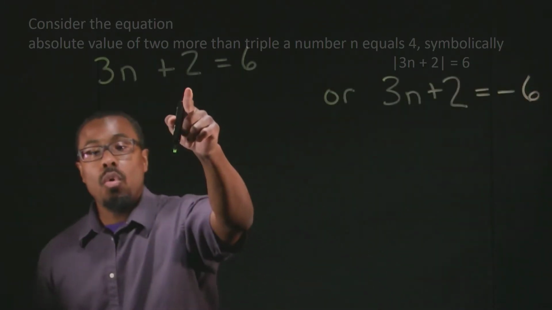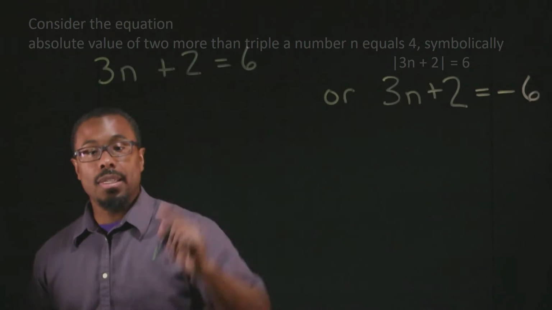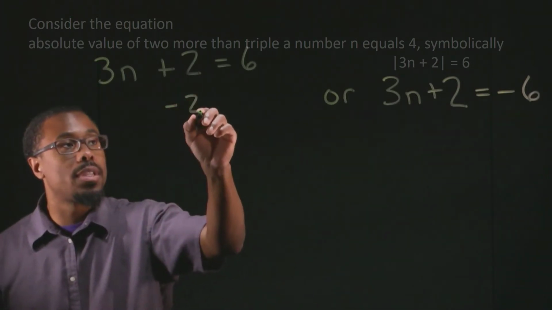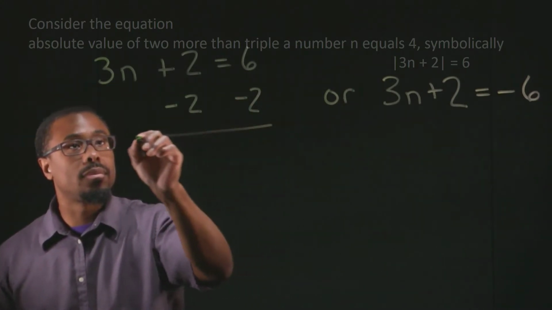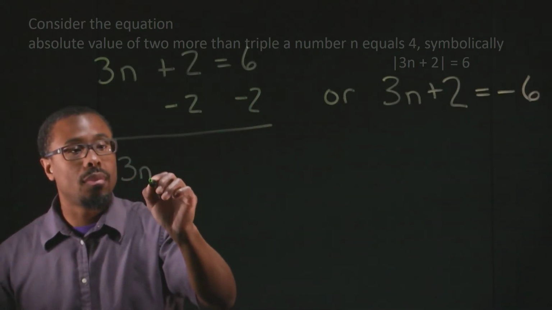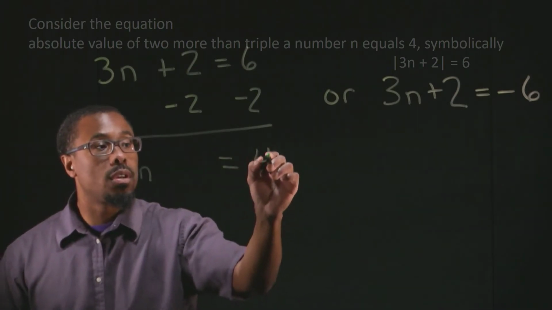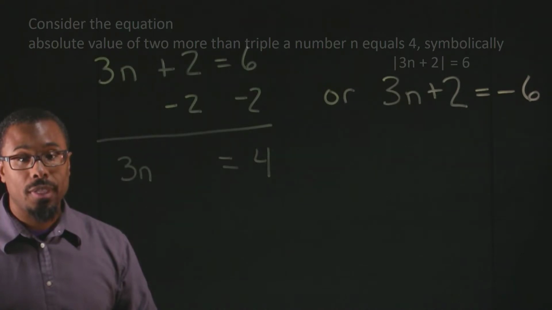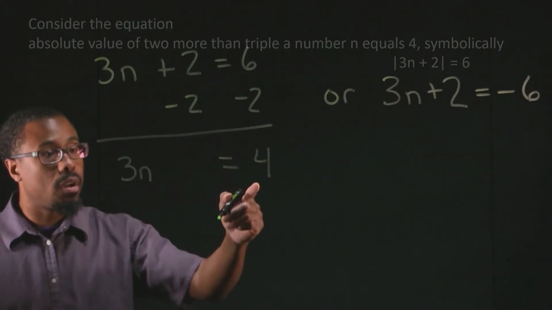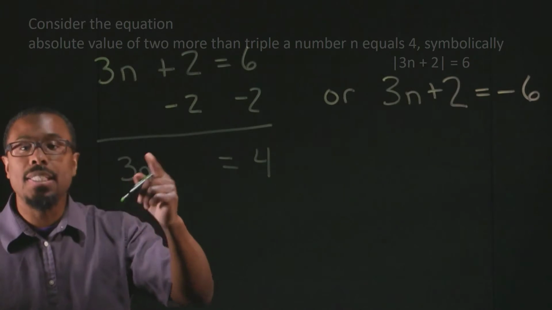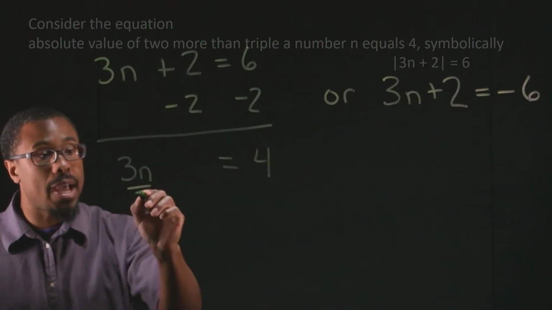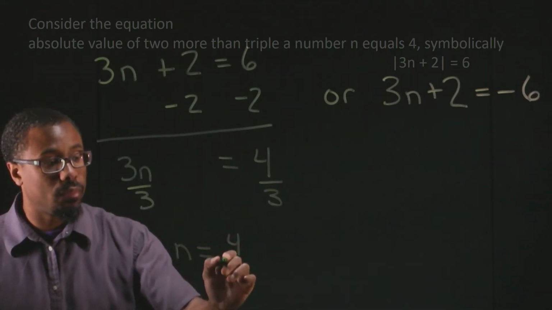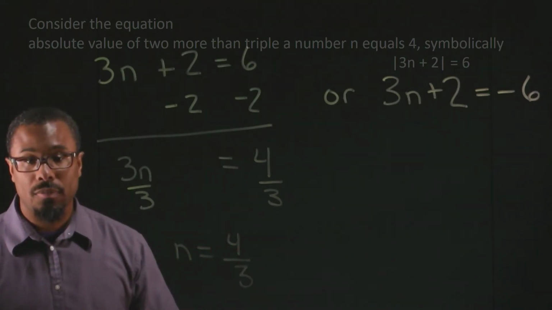So 2 more than triple a number is 6. In order to get back to the number, we first say, 2 more, so let's subtract 2 from both sides. We get 3n equals 4. Now triple a number is 4. The inverse of tripling is to divide by 3, so we divide both sides by 3. So n would equal 4/3.